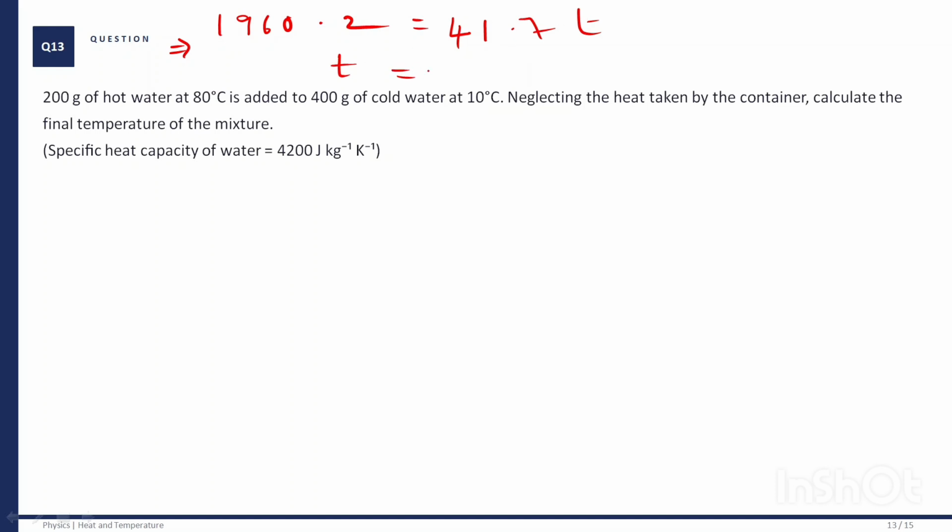So 1960.2 divided by 41.7, you will get 47. So T equal to 47 degrees Celsius. Now this is the final temperature.